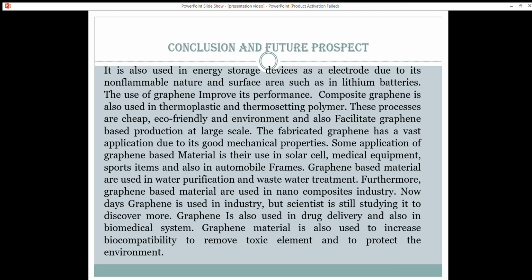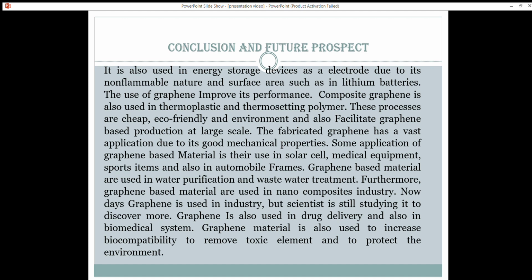Graphene is also used in energy storage devices as an electrode due to its non-flammable nature and surface area, such as in lithium batteries. The use of graphene improves their performance. Composite graphene is also used in thermoplastic and thermosetting polymers. These processes are cheap, eco-friendly, and also facilitate graphene-based production at large scale.